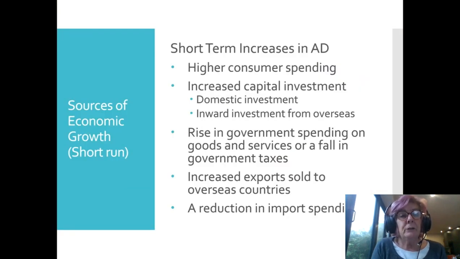So, sources of economic growth in the short run. This is going back to our previous video. This is all about those components of aggregate demand. So in the short run, we'll get economic growth if consumers spend more, if businesses invest more, if governments spend more, if we can sell more exports, or if we can reduce our spending on imports. We know that the aggregate demand formula tells us that if any of these things happen, we'll get short-run economic growth.